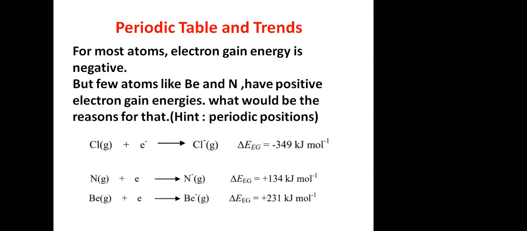Very good. We know beryllium and nitrogen have relatively stable configurations, right? And here the dominating factor is the difficulty due to electron-electron repulsion. So nitrogen and beryllium have high positive electron gain values. Very good. You answered my questions well.